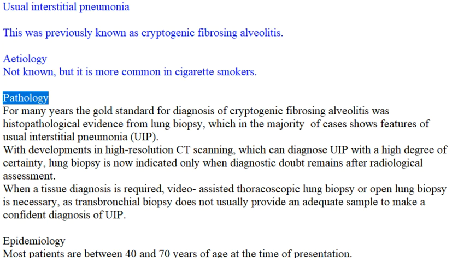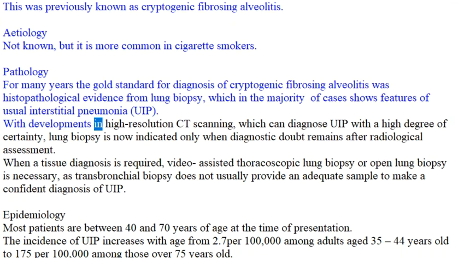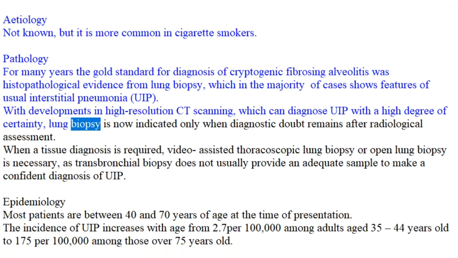Pathology. For many years the gold standard for diagnosis of cryptogenic fibrosing alveolitis was histopathological evidence from lung biopsy, which in the majority of cases shows features of usual interstitial pneumonia, UIP. With developments in high-resolution CT scanning, which can diagnose UIP with a high degree of certainty, lung biopsy is now indicated only when diagnostic doubt remains after radiological assessment.